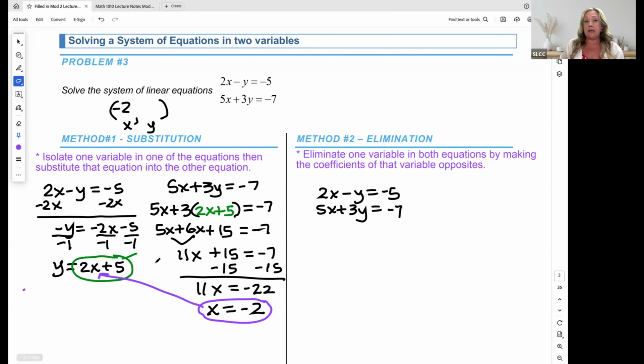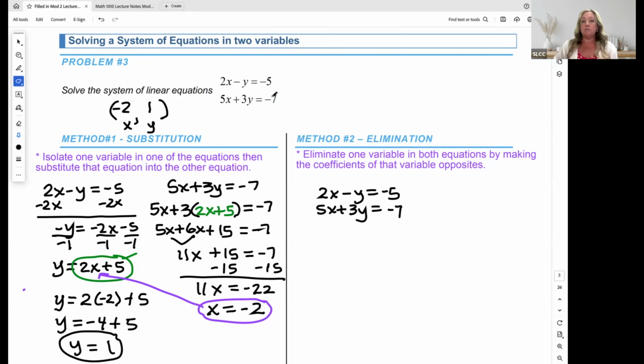Now I could put that x in either of the two equations. I'm choosing to put it here because y is already by itself, but you could put it in the other equation. When I do that, I end up with y equals 2 times negative 2 plus 5, or y equals negative 4 plus 5, y equals positive 1. So now I have found the point at which these two lines are crossing: negative 2 comma 1.